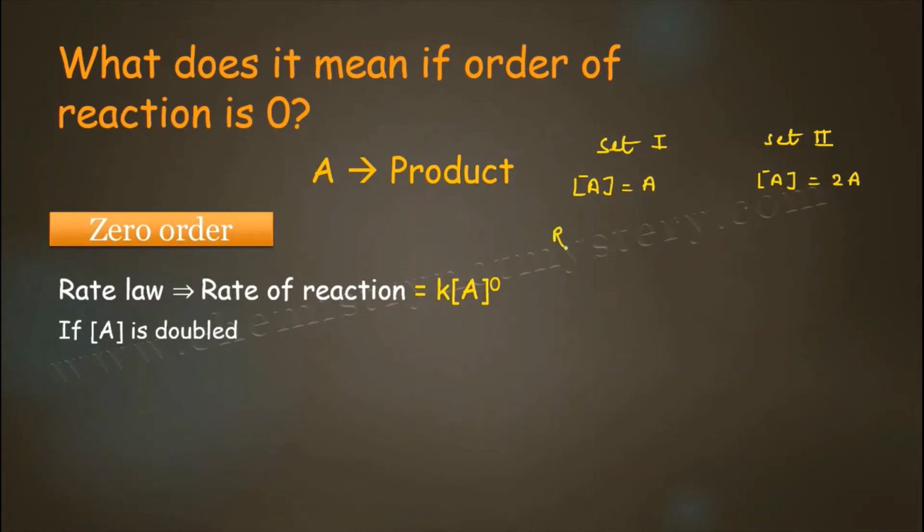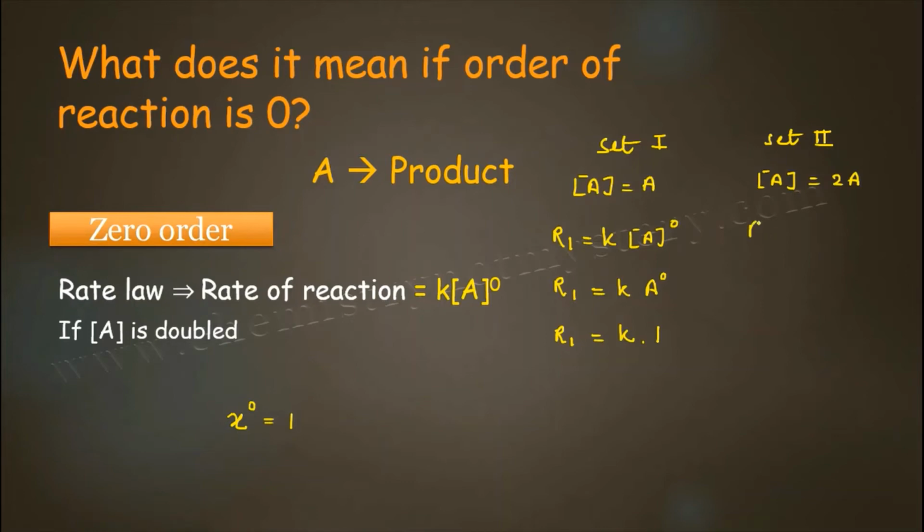Now write the equation for set 1. So R1 will be equal to K into reactant concentration raised to the power 0. Now place the value of reactant concentration in this equation. So you will get R1 is equal to K into A raised to the power 0. As you know, any number, for example x, raised to the power 0 is always equal to 1. So if any number has 0 power, its value will be 1. So when you solve this equation, you will get R1 is equal to K, because A raised to the power 0 means 1.